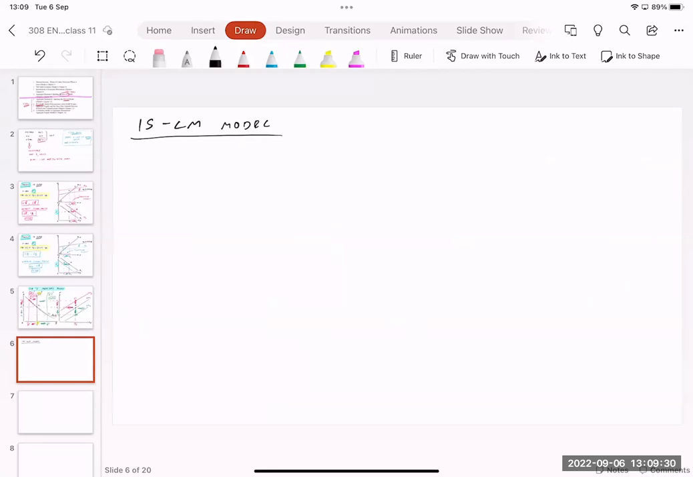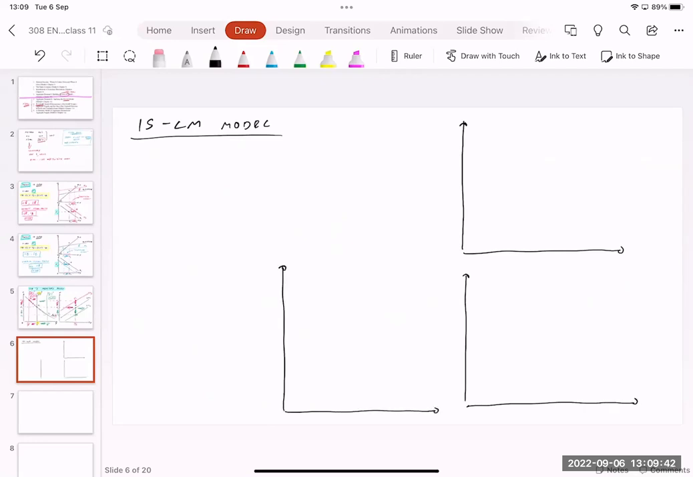So let me draw the graphs first. I'm going to draw 3 graphs: one on top, one below, and one on the left. The one on top is the output market. We have the 45-degree curve, which comes from the Keynesian cross. On the vertical axis is TE for total expenditure, and on the horizontal axis is Y for the GDP. At every point on the 45-degree curve, total expenditure is equal to the GDP.